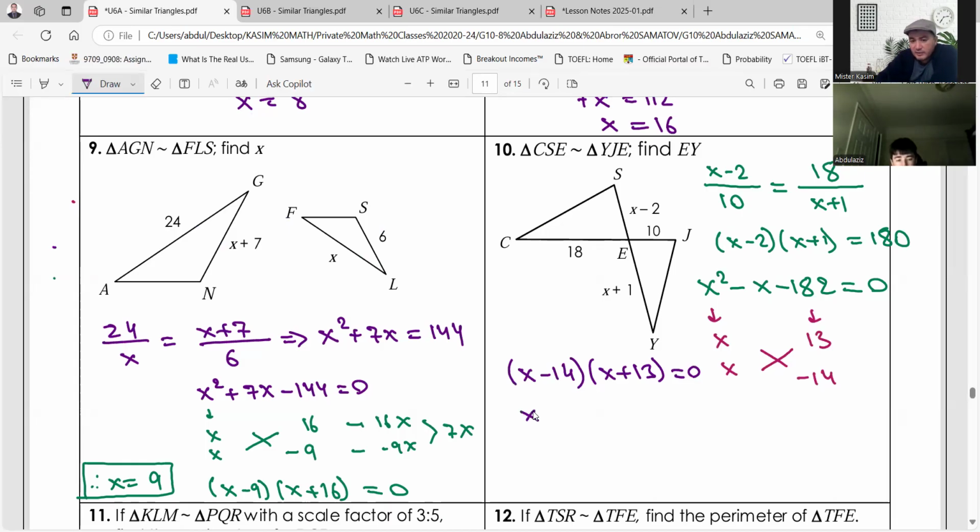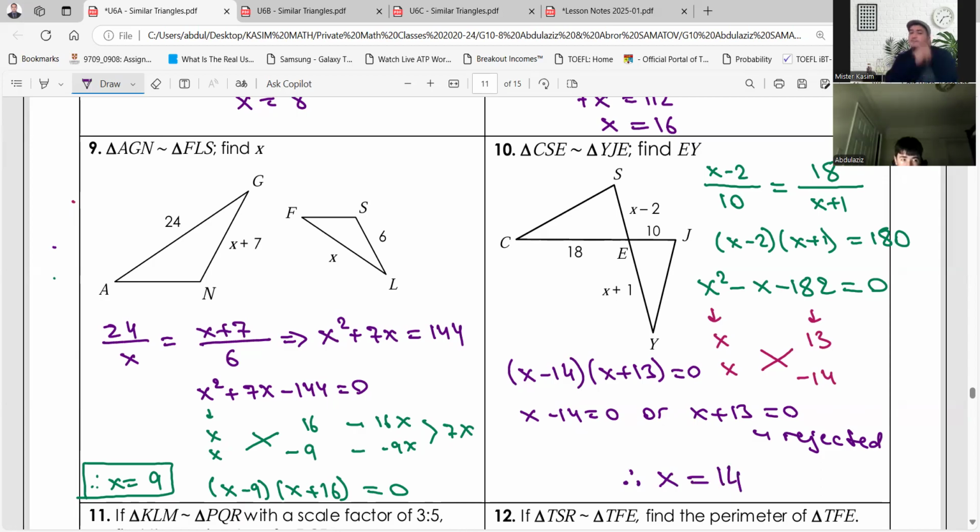So that means either x minus 14 should be equal to 0 or x plus 13 should be equal to 0. So this one is rejected. Why rejected? Because x represents length here. It cannot be a negative number. That's why the only possible answer for x is 14. Abdulaziz, I think we should learn how to solve quadratic equations with you. Maybe it doesn't appear much here, but still, at this level, you should know how to solve quadratic equations.